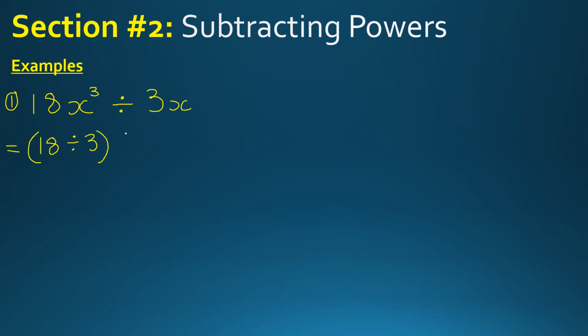All right, and then we're gonna do the next thing. The next thing we're gonna group is the x's, right? So you're gonna say x to the power of what? 3 divided by x itself. We know x without a power. We know that the power is implied to be 1.